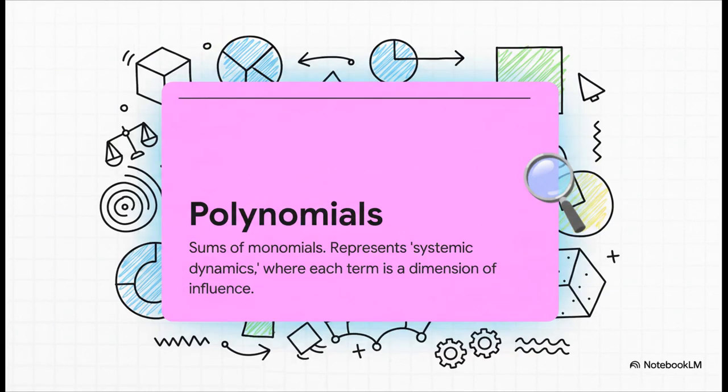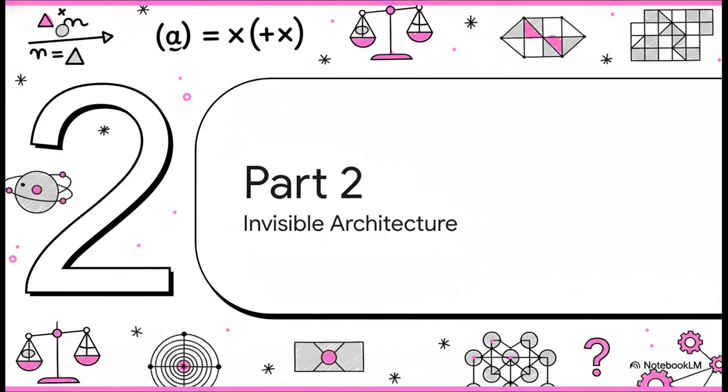And this is where we start building some real complexity. A polynomial, which is really just a sum of these simple terms, lets us model systemic dynamics. Now, each piece of the expression can represent a different force pushing or pulling on a single complex system, like all the different factors that play in an economy or a fragile ecosystem. Okay, so we have the atoms, but what holds them all together? Let's jump into the next part and look at the invisible architecture, the deep, logical rules that make this language so consistent and so powerful.